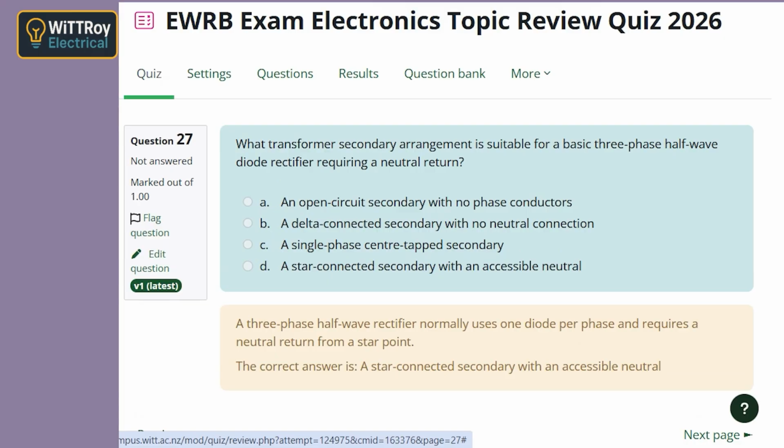A basic 3-phase half-wave rectifier needs a return path from the load to the source star point. Therefore, the secondary must be star connected with an accessible neutral. A delta winding has no neutral point, so that simple 3-diode half-wave arrangement cannot obtain its required neutral return. I see, so I need a star-connected secondary with an accessible neutral. Good, now the answer follows from the operation, rather than from guessing. A 3-phase half-wave rectifier normally uses 1 diode per phase and requires a neutral return from a star point. Right, the 3-phase half-wave circuit needs a star-connected secondary with an accessible neutral.